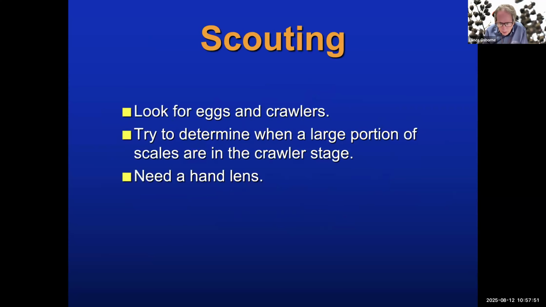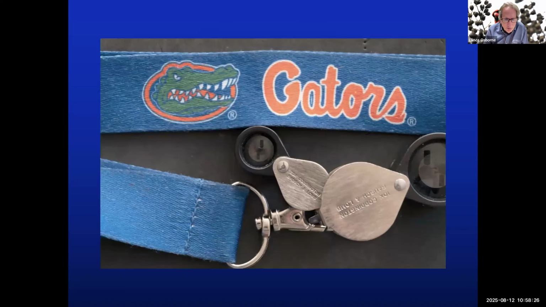When I talk to people about scouting this particular insect, I talk to them about finding the eggs and looking for crawlers. Try to determine when a large portion of the scales are in the crawler stage, because these are the most easily controllable part of the life cycle. So you need to time your control efforts for the crawler stage. You definitely need a hand lens because they're very small, and you need to be able to see whether they're alive or dead.